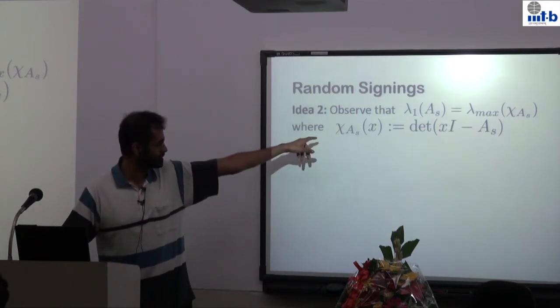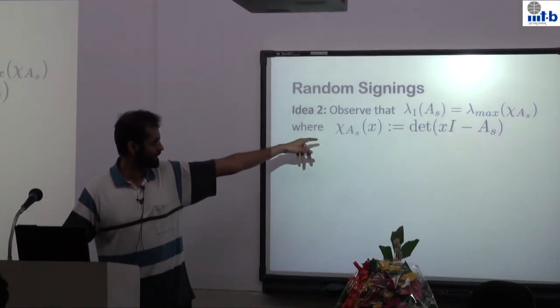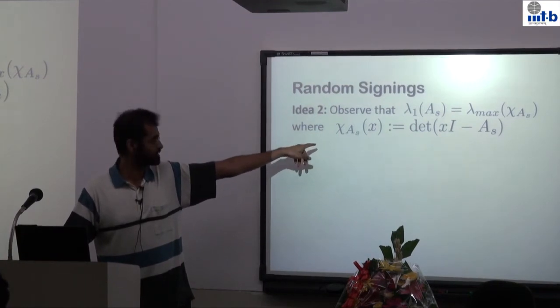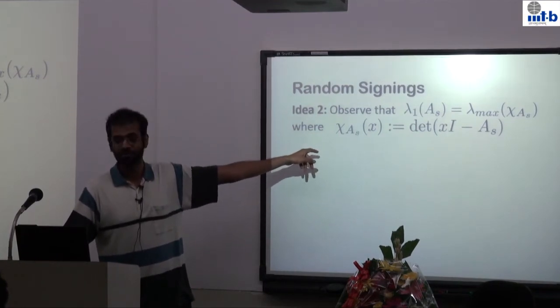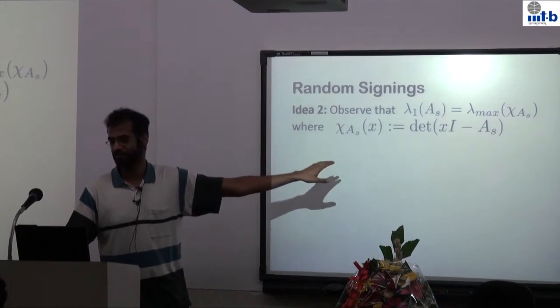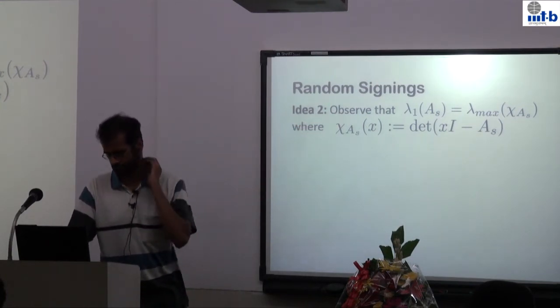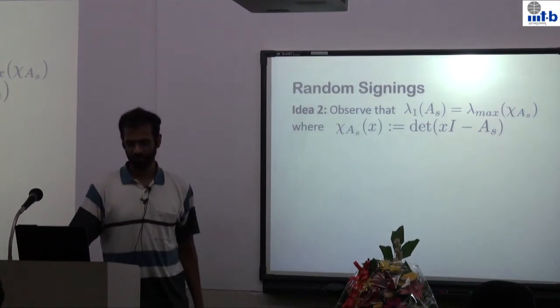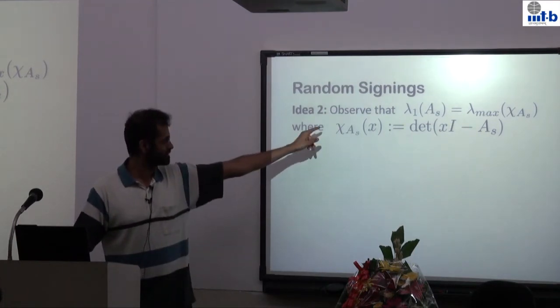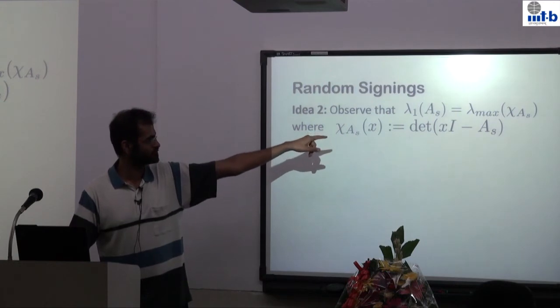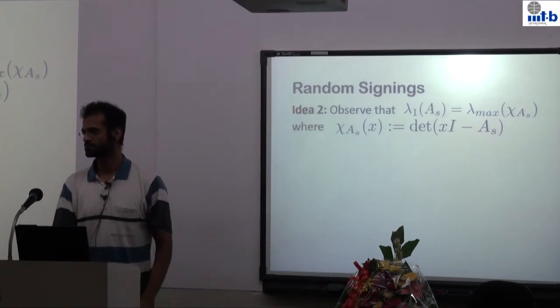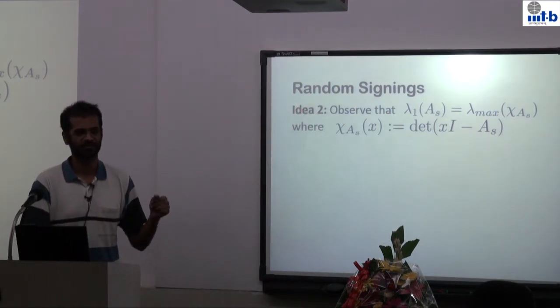So the characteristic polynomial of A sub s, which is the signing of A, I'm going to denote as chi of A sub s, and that's just the determinant of xI minus A sub s, right? The roots of that are literally the eigenvalues, and I'm interested in the largest root. So I want to prove that there exists a signing so that the largest root of chi of A sub s is at most 2 square root d minus 1. I mean, I haven't done anything, I've just changed notation.